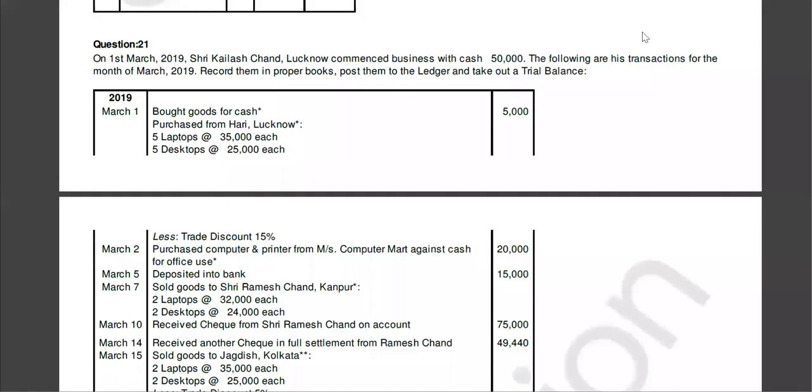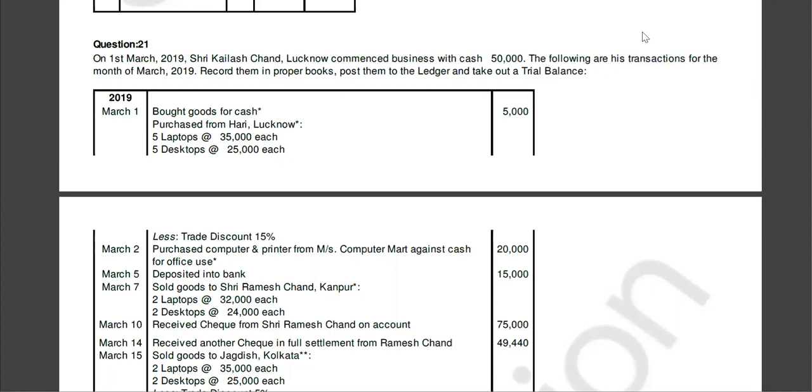So in this question, on 1st March 2019, Sri Kailash Chand, Lucknow. The place is very important. So Lucknow commenced business with cash 50,000. The following are his transactions for the month of March 2019. Record them in proper books, post them into ledger, and take out a trial balance.